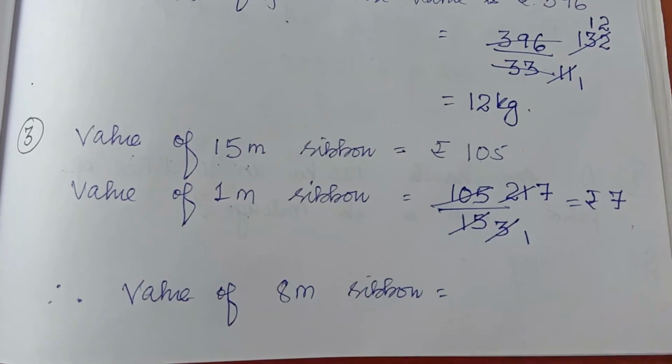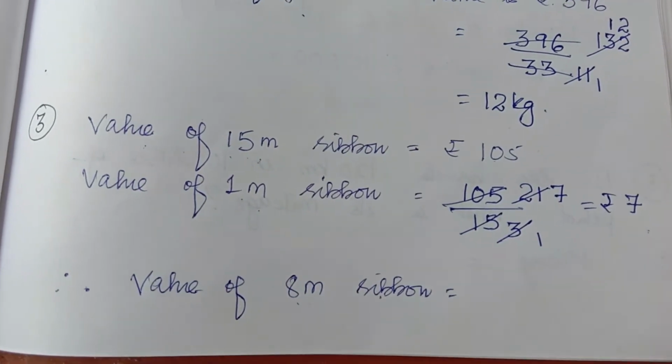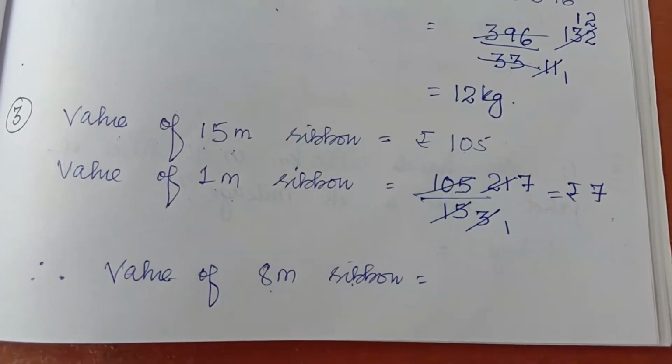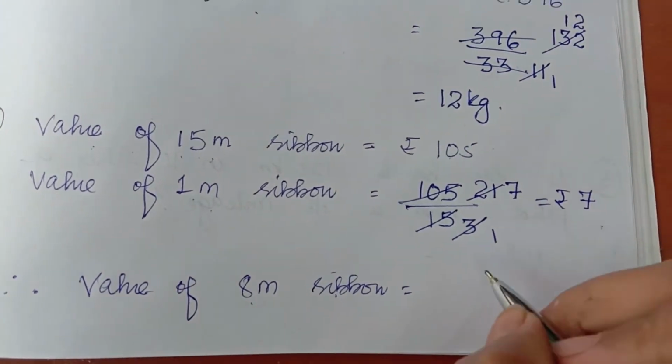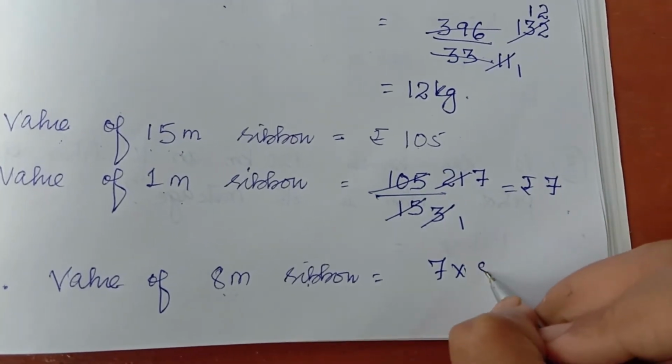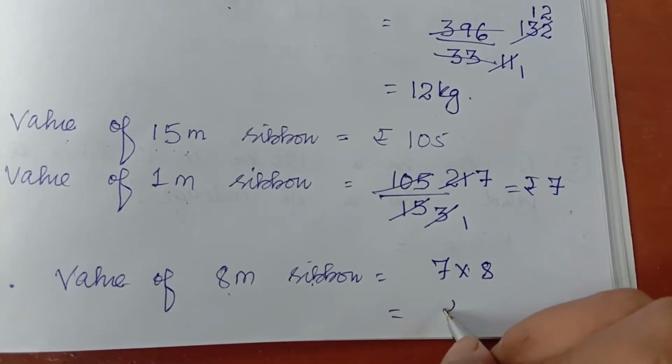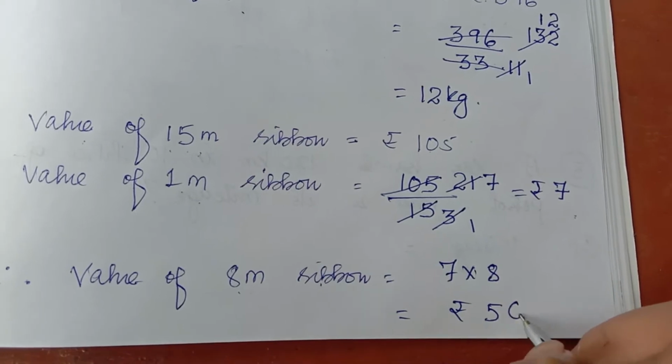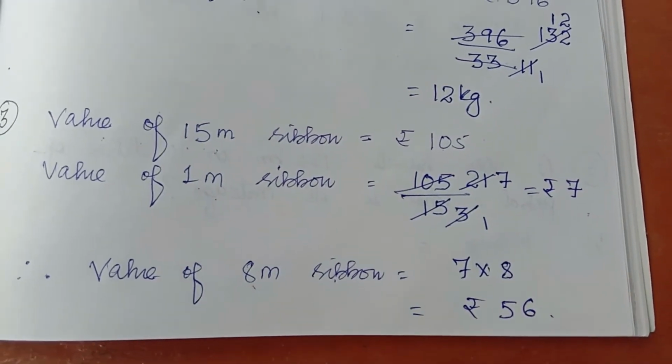Now we have to find the cost for 8 meter ribbon. To buy 8 meter ribbon, how much money do we need? For that, you have to multiply 7 by 8. So 7 eights are 56. So we need 56 rupees to buy 8 meter ribbon.